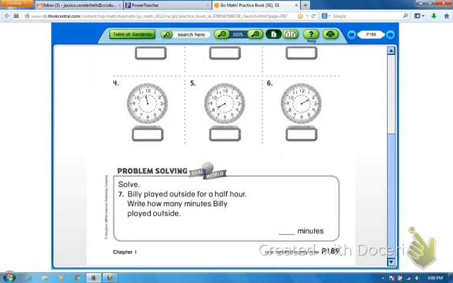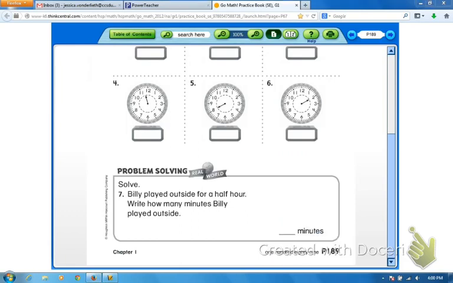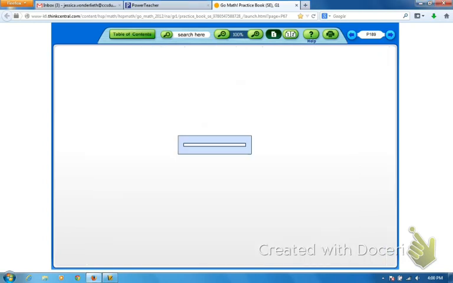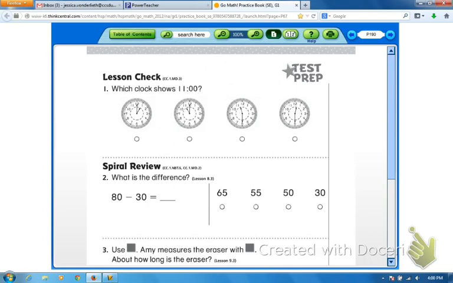At the bottom, number 7 says Billy played outside for a half hour. Write how many minutes Billy played. We want the students to know that a half hour means 30 minutes. So they should be able to know that counting down, if your minute hand was on the 6, that would be 30 minutes.